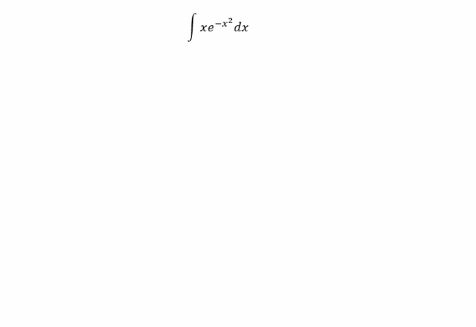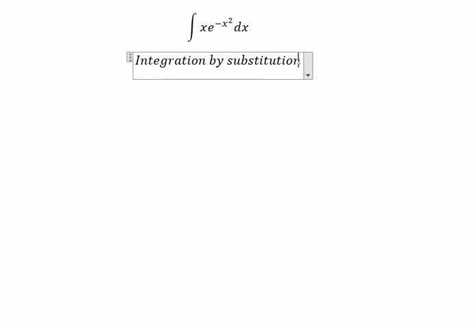The topic today is about the integral. We have the integral of x multiplied with e to the power of negative x squared dx. So now I will show you the technique how to answer the question. We need to use integration by substitution.